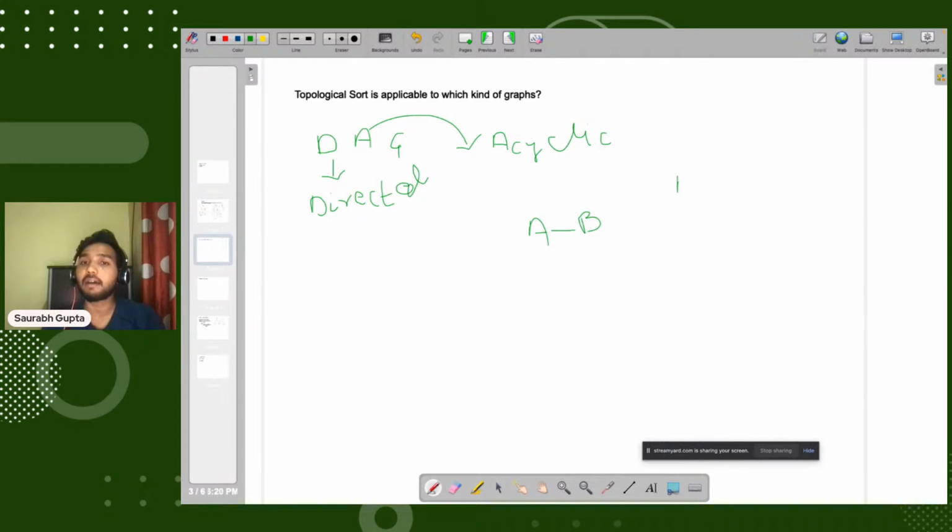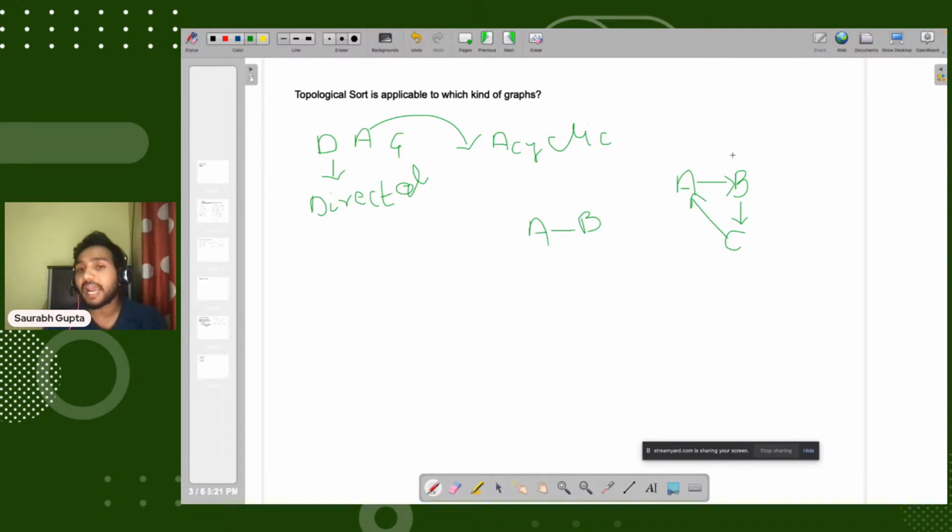So let's say there is a directed graph, A to B to C. There is an edge from A to B, an edge from B to C, and an edge from C to A. So you can see that this is a directed graph, but this graph contains a cycle. Why does it contain a cycle? Because if I start from A, I go to B, and from B I can go to C, and from C I can come back to A, right? So I can come back to the same vertex following some path. That is why this graph is a cyclic graph.